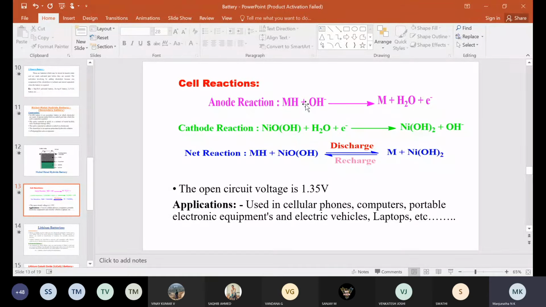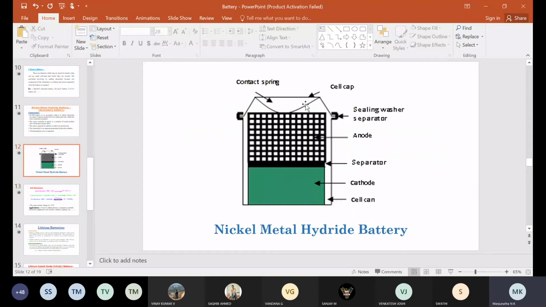Is it clear for you? Yes, sir. Any doubt in this construction and working of nickel metal hydride battery? Okay. Now you can write down this diagram. Write down the headline: nickel metal hydride battery. Write down this diagram.